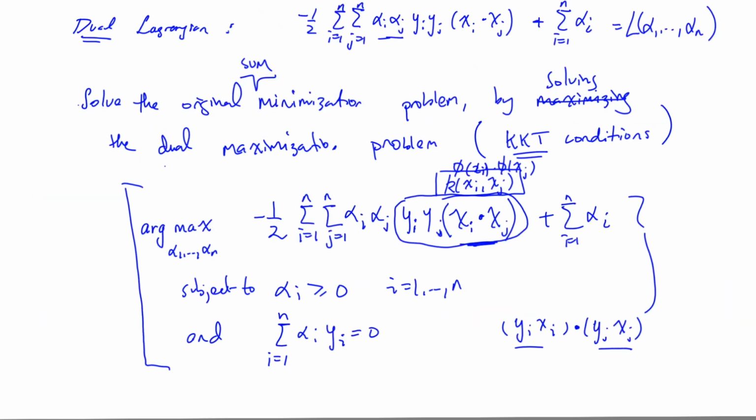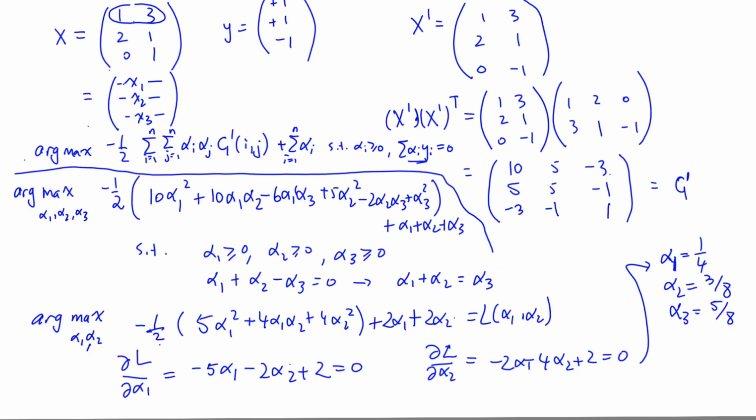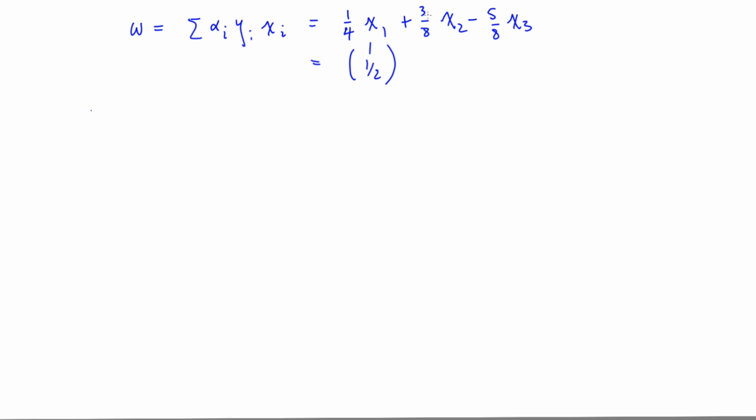To see that, let's go one step further and compute w. How do we compute w? Well, if we go back a few steps, we know that w is equal to the sum of alpha i yi xi. So let's compute the value of w. w is equal to the sum of alpha i yi xi, and this is going to be 1 over 4 x1 plus 3 over 8 x2 minus 5 over 8 x3. Okay, so this is actually just going to be (1, 1/2).